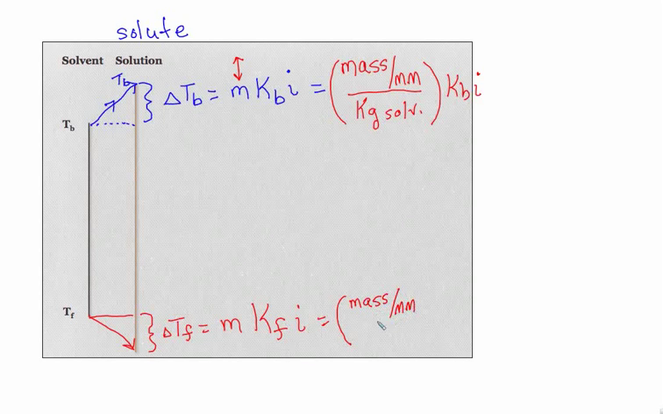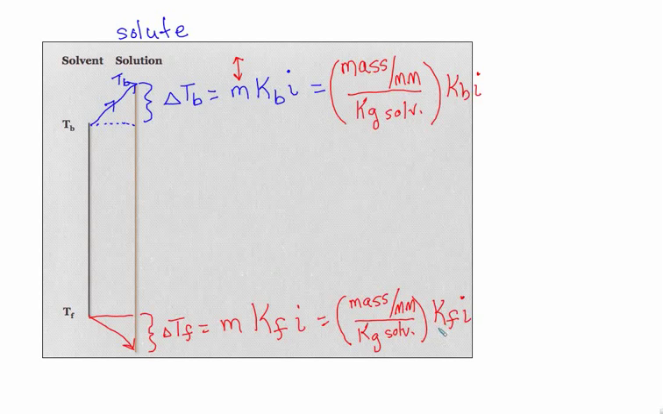So instead of molality, we put mass over molar mass, same as the other one. So it's not like you have a lot of formulas to memorize. Times now Kf times i. So those are two formulas that mirror one another.